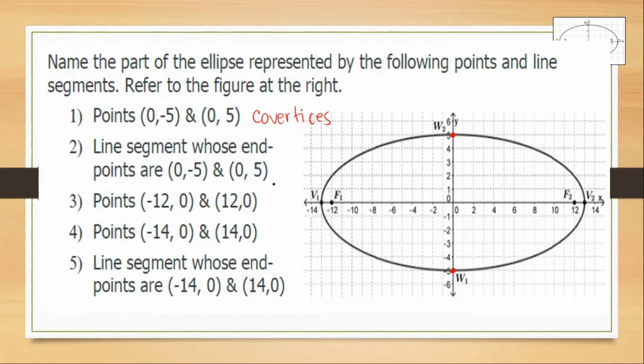Next, the line segment whose endpoints are 0, negative 5, this one, and 0, 5. Since it's shorter, we may call it the minor axis. The points negative 12, 0, and 12, 0, as represented by F, you call that focus, or since it's 2, we call that foci. Points negative 14, 0, and positive 14, 0, we call that vertices. And also for number 5, the line segment whose endpoints are negative 14, 0, and positive 14, 0, we call that the major axis.